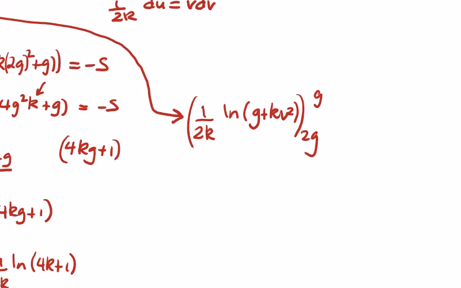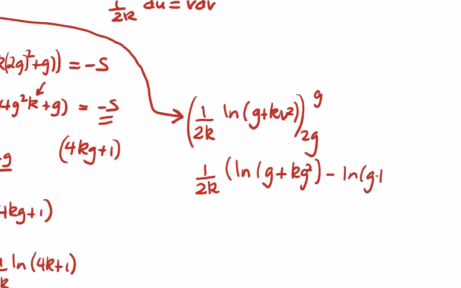So let's see what this becomes, and then we bring in the minus s. So we're going to get 1 over 2k by the natural log. Putting g in, we're going to get g plus kg squared, and then we're going to get minus the natural log of g plus 4g squared k. Tidying this up, we get 1 over 2k. We can factor out this g again, so we have g plus kg squared over g plus 4g squared k.